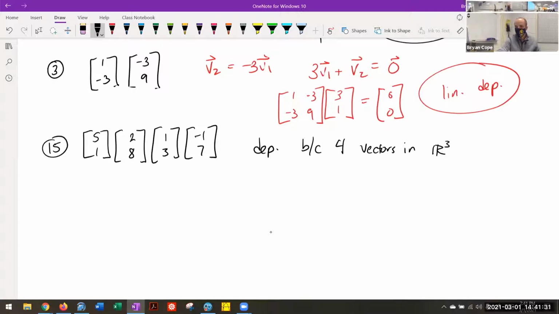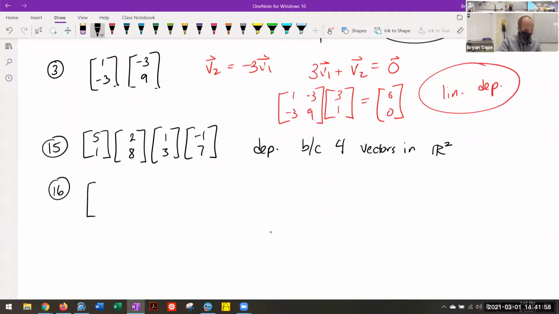Wonderful. Our theorem says if there's ever more vectors than the space you're in, I lied, we're not in R3. We're in R2. There's 4 vectors in R2. Of course, they're linearly dependent. There's not going to be any way to get a pivot in every column if you put that in a matrix. That's right. The most pivots you could get is 2.